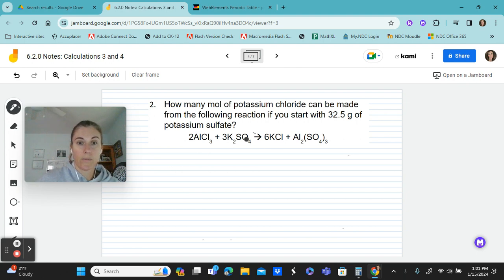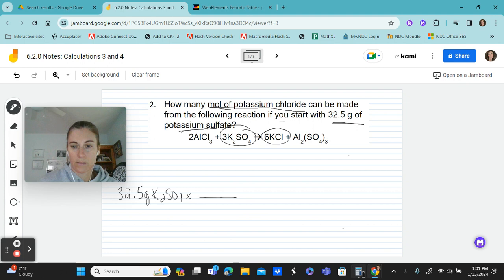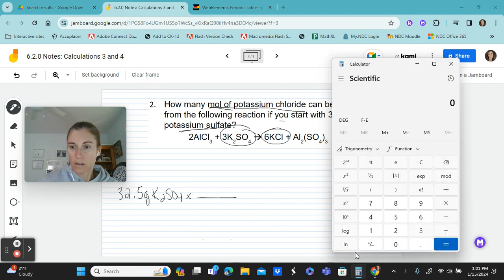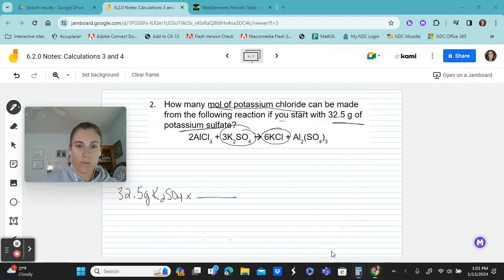All right, in this case, we're starting out with potassium sulfate, this is our potassium sulfate, and we are going to moles of potassium chloride. So we're going to start out with 32.5 grams of potassium sulfate. So we've got to get the molar mass first. 39.1 times 2 plus 32.06. I'm just adding the molar masses up, and then 64, that's 4 times 16. So 174.26 goes on the bottom.